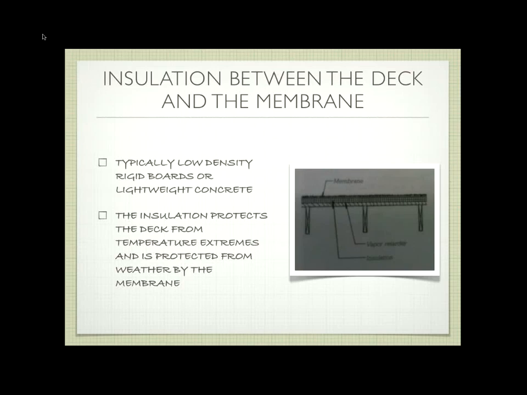In this case, we have our deck. We're applying our rigid insulation outside of our deck, and then we're applying our roof membrane on top. So this is usually some kind of styrofoam insulation, or it's some kind of lightweight concrete. The nice thing is that the insulation is going to protect the deck from temperature extremes, so we're not going to get really wild things happening. It's also protected from the weather because you've got a membrane over the top of it.